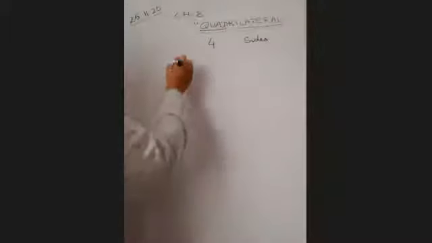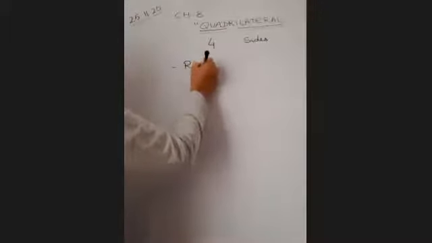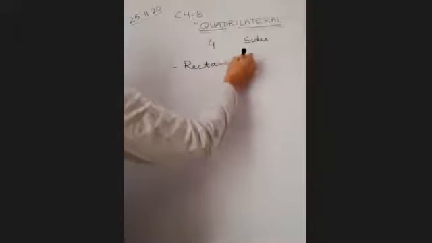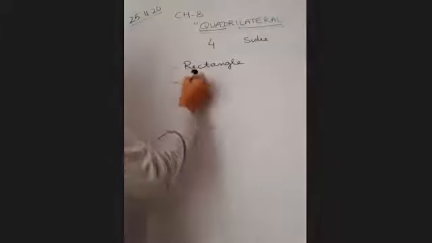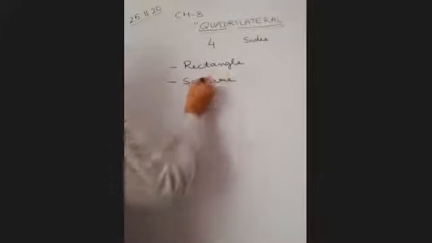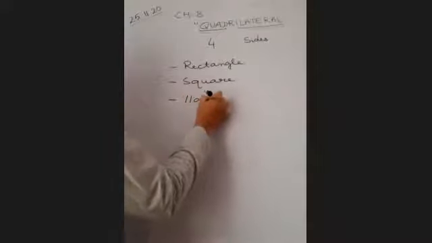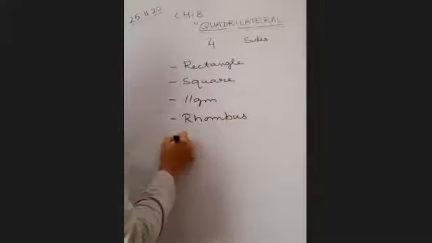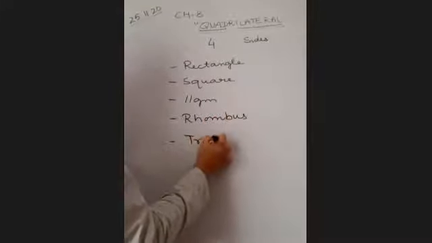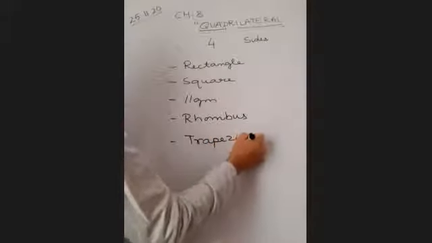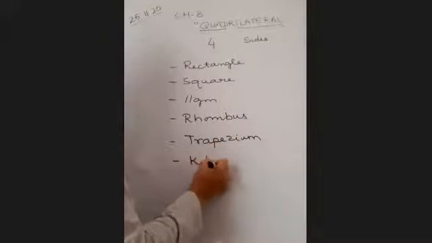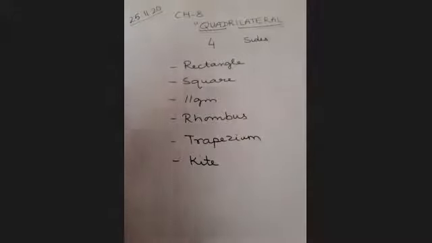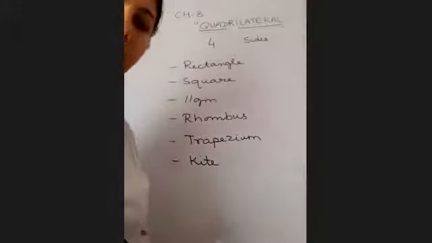Can you name some of the quadrilaterals, children? Parallelogram, rhombus, square, rectangle, trapezium. Right. And there could be a general quadrilateral without any special name or special property.